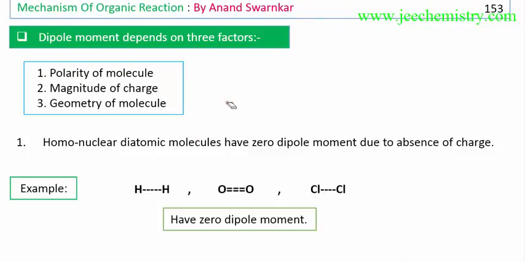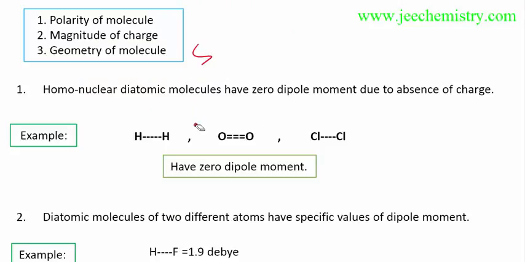Dipole moments depend on three factors: polarity, magnitude, and geometry. A homonuclear diatomic molecule has a zero dipole moment due to the absence of charge separation. This is a homonuclear diatomic molecule with zero dipole moment. There is no difference between these two oxygens. How electronegative this oxygen is, that much is the other. So the electronegativity difference is 0, and partial charge will not develop. The dipole moment mu is charge into distance, so the charge is 0 into d, so the dipole moment will be 0.